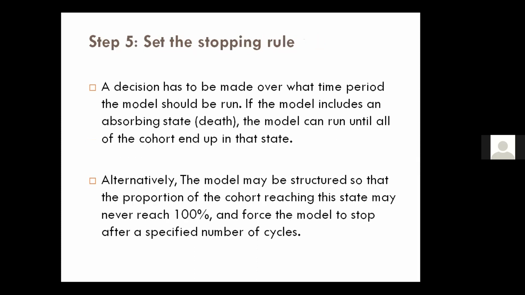When should I stop? You have to iterate cycle 1, cycle 2, cycle 3, cycle 4, and then gradually the cohort is changing from well to moving towards disease or death, etc. When should we stop? If the model has an absorbing state, meaning death, if the model has death as one state, then one option is that you can run until all of the cohort end up in that state.